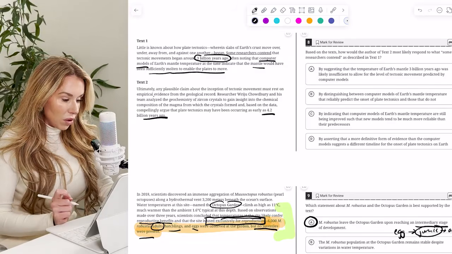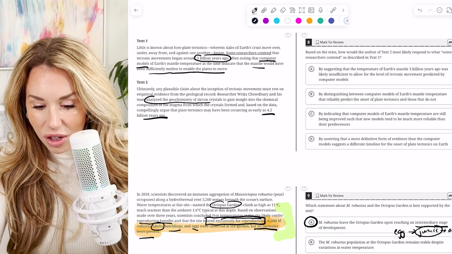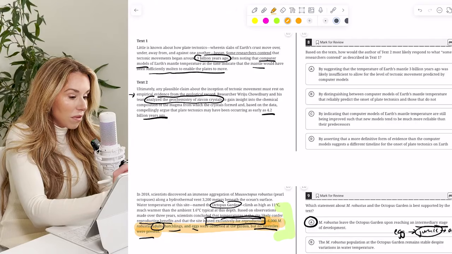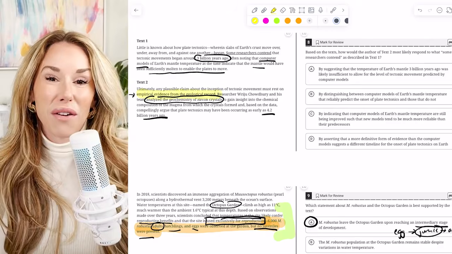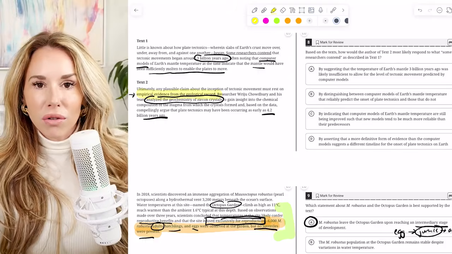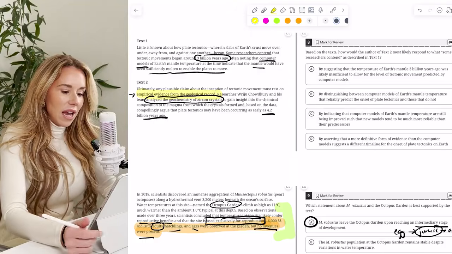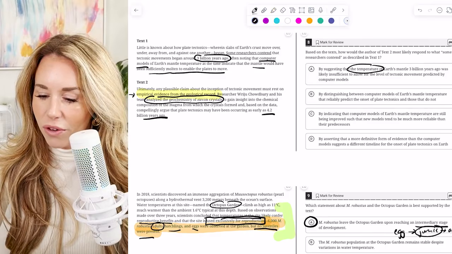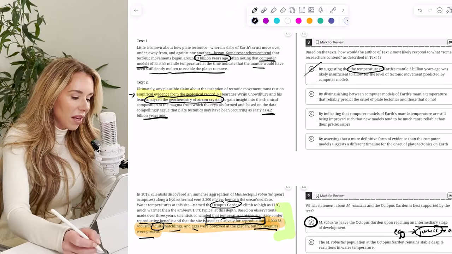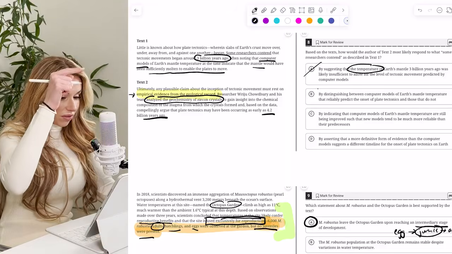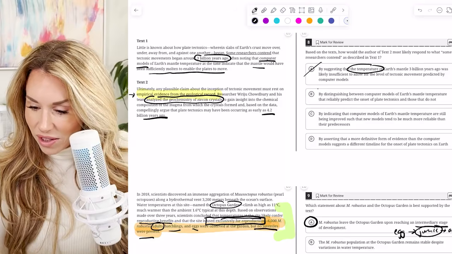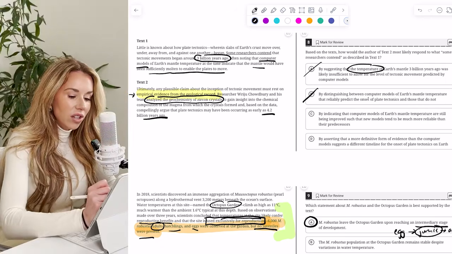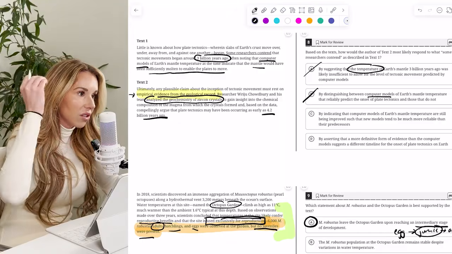Also, instead of using computer models, they actually analyzed geochemistry of zircon crystals because they said they needed empirical evidence from the geological record, essentially from Earth itself. So let's go through the answers and find that difference. So we have, by suggesting that the temperature of Earth's mantle, okay, first of all, I know they weren't really focused on the temperature. Let's get rid of A. B, by distinguishing between computer models of Earth's mantle temperature that reliably predict the onset of plate tectonics and those that do not? No, because text 2 did not even touch on computer models at all.